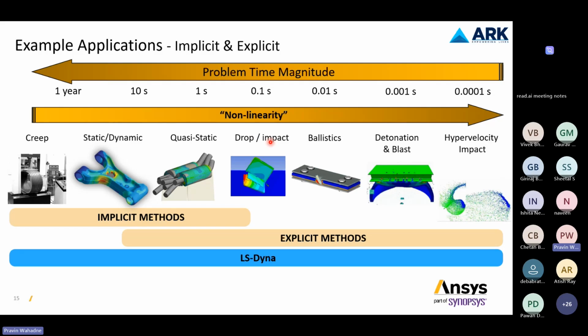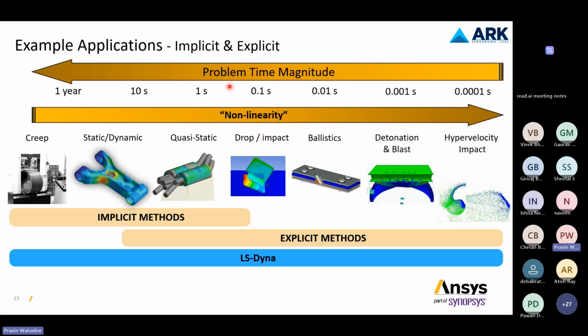This slide will give you an idea about implicit versus explicit applications. It clarifies when to use implicit and when to use explicit. The explicit solver handles fast, highly nonlinear events such as crash or impact. The implicit solver addresses static or slowly varying problems like structural stiffness or pre-stress. LS-DYNA gives you both and even lets you combine them seamlessly within a single workflow.